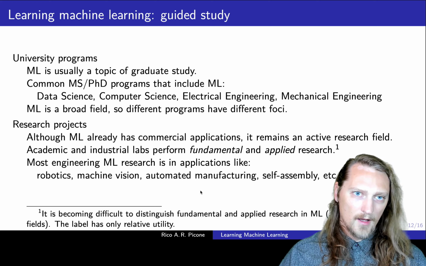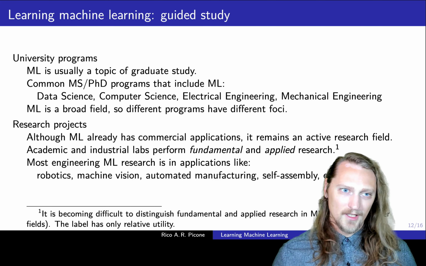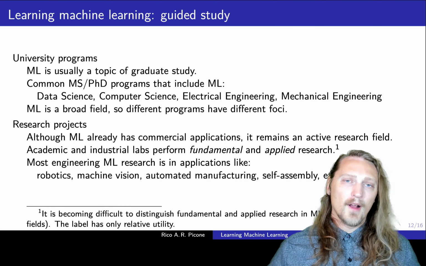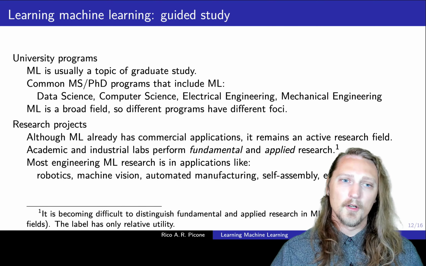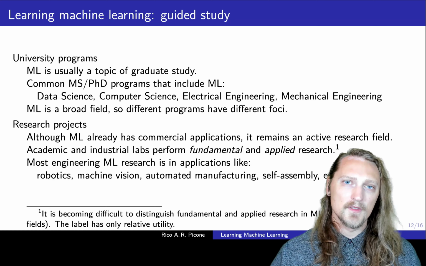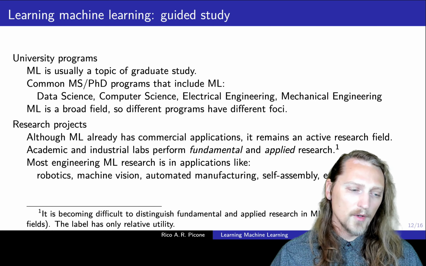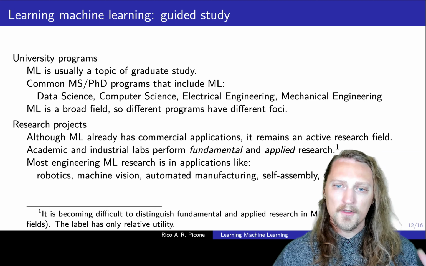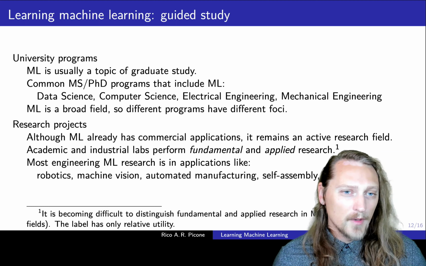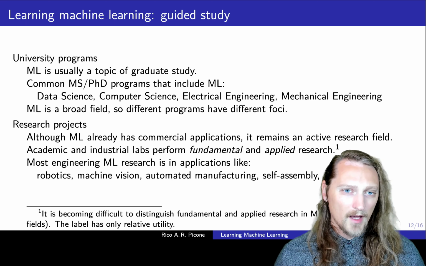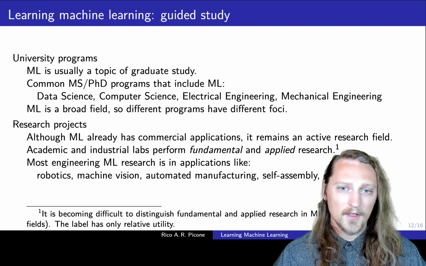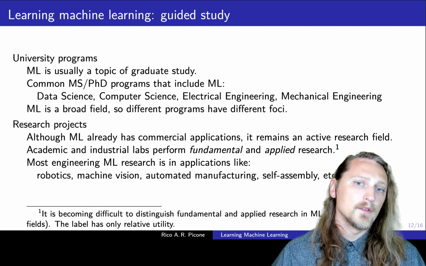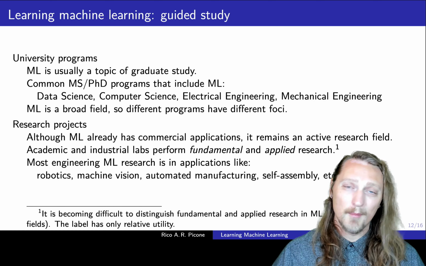Great. Guided study. If you want to learn machine learning, university programs will frequently have machine learning on the graduate side. So going to grad school in machine learning, there are a lot of different options. There are programs that are just specific to machine learning, but most of them are housed under data science programs, computer science, electrical engineering, mechanical engineering. Those are the ones that I'm most familiar with. There might also be some activity in manufacturing engineering or other engineering fields. Machine learning is a broad field, so different programs have different foci, like I mentioned before.